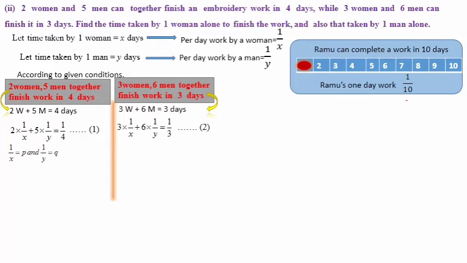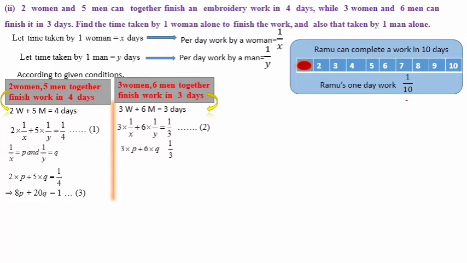Go for simplification. As we have done in previous classes, the variables x and y are in the denominator, so we assume 1 by x is equal to p and 1 by y is equal to q. After substituting p and q, the equation becomes 2p plus 5q is equal to 1 by 4. Then cross multiply: 4 into 2 is 8p, 4 into 5 is 20q, is equal to 1. Label it as equation number 3.